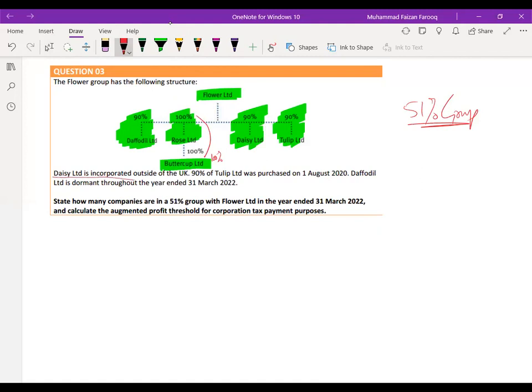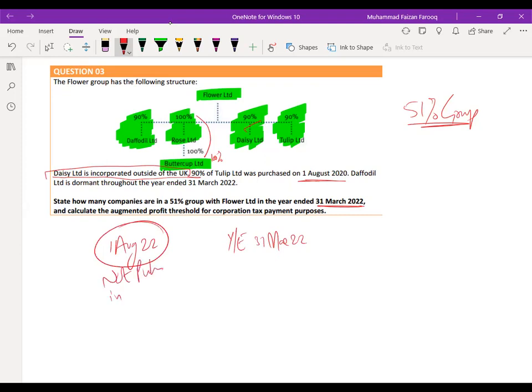Daisy is outside the UK. Will it remain or not? It will remain. Daisy, okay, fine. What about Tulip? It will also remain. Why will Tulip remain? Because this was purchased in the prior year, not in the current year. A prior year purchase will be part of the group. So Tulip will be part of the group. Very good. What about Daffodil?